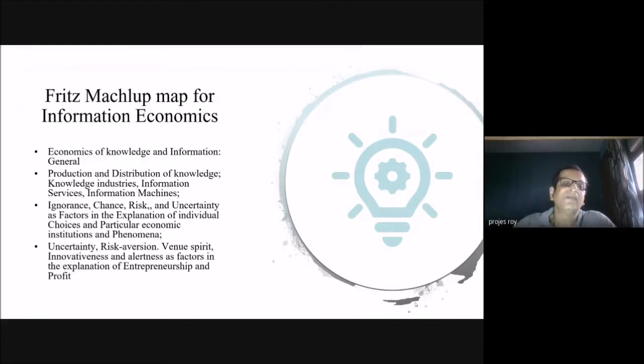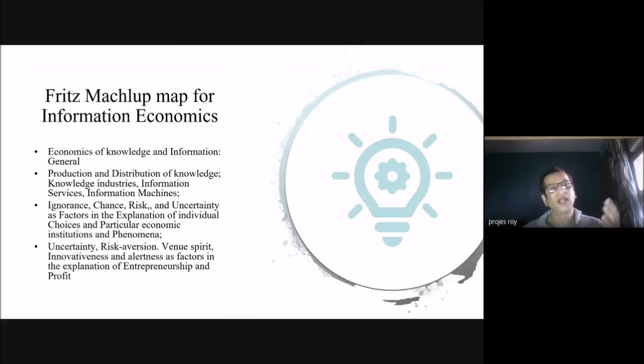Now, Fritz Machlup mapped information economics. He is the person who created the concept of the economics of information. Here, he concentrated on the economics of knowledge and information. Generally, he created some streams: production and distribution of knowledge, knowledge industry, and information service, information machines. The first one is the economics of knowledge and information. He initiated the concept of knowledge economics, meaning what is the value of knowledge and how it acts as an economic factor and influences economic factors, even information in general.